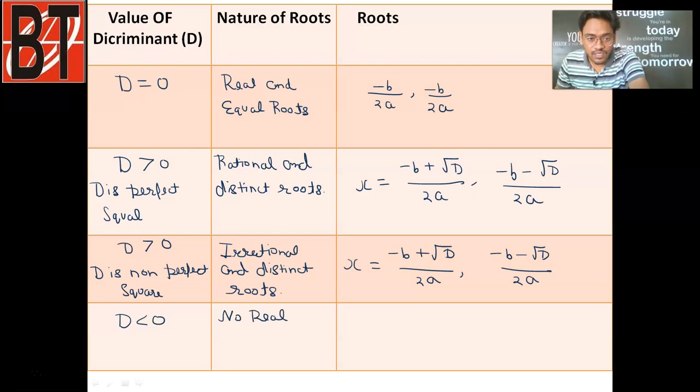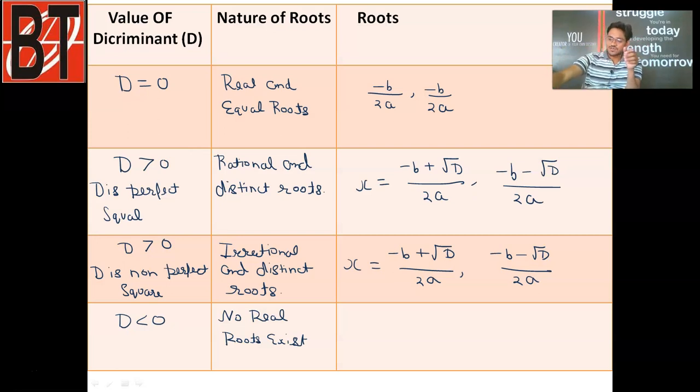No real roots exist. Clear, students? No problem in this. Here we don't have roots, so we cannot fill this particular block because we are not having real roots here. But in the 11th standard, you will see we will be writing these complex roots also, these imaginary roots also. But that is in 11th standard only.